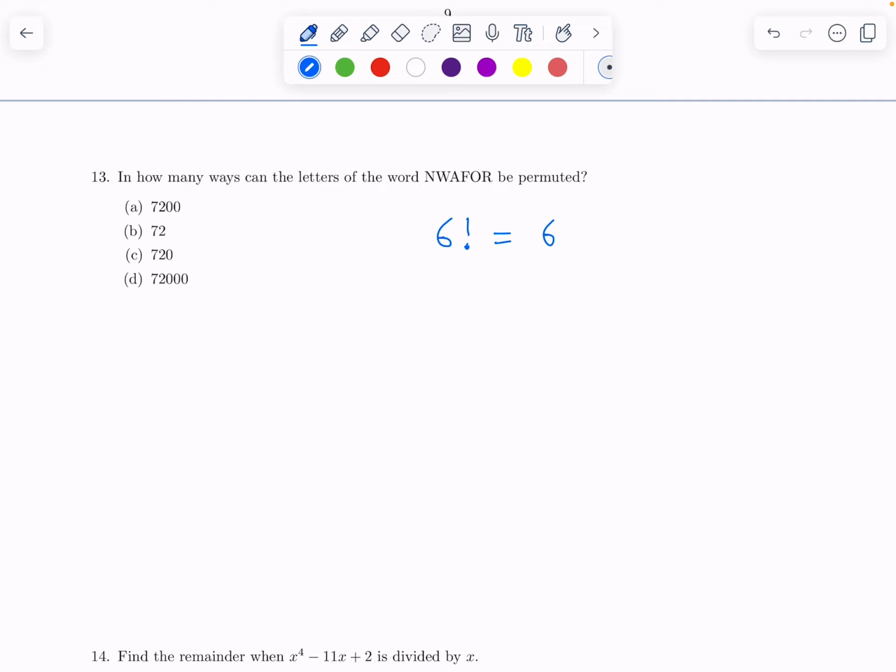This is going to be 6 times 5 times 4 times 3 times 2. 6 times 5 is 30. 30 times 4 is 120. 120 times 3 is 360. And 360 times 2 is 720. 720 times 1 is 720. So the answer here is just C.